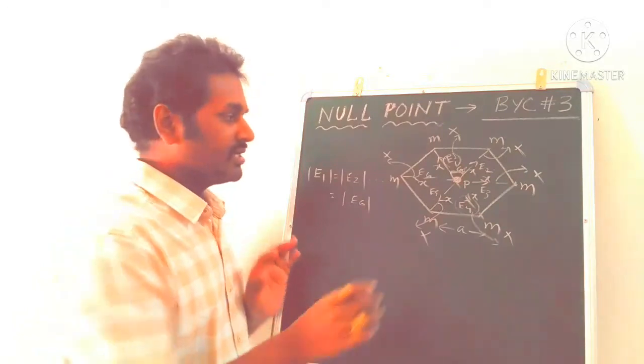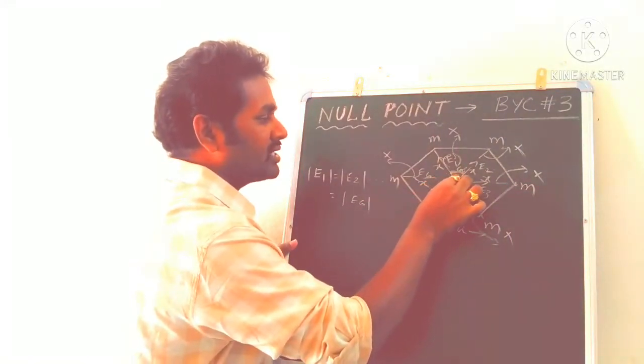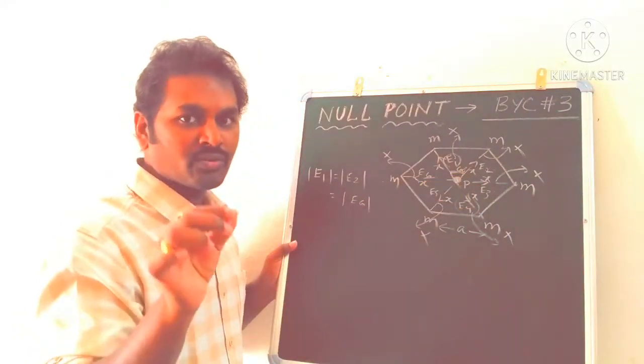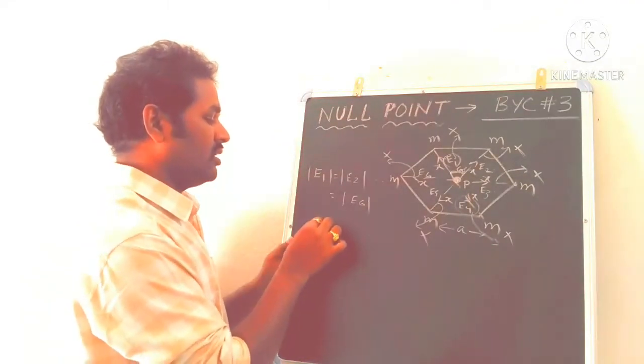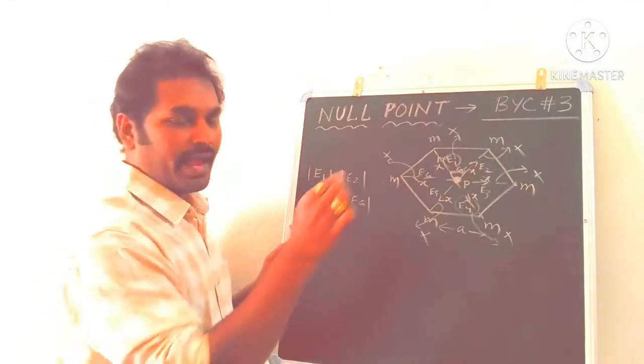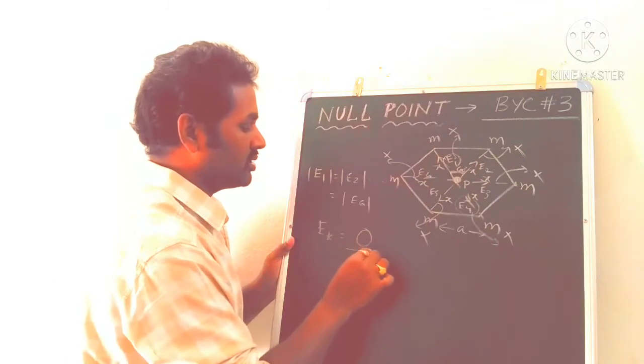and finally you will get the resultant gravitational field intensity at the center of the regular hexagon. How much is it? The resultant value at the point P is equal to 0.